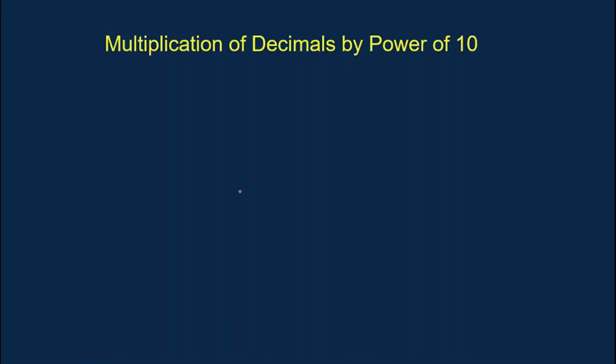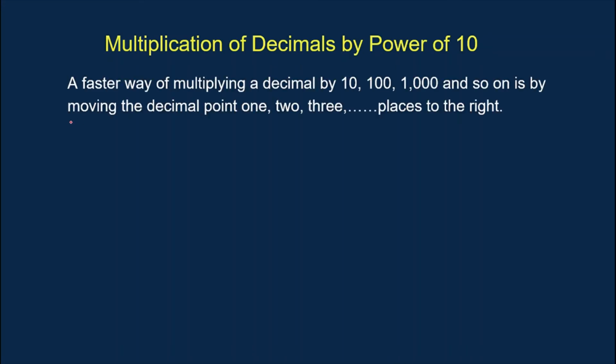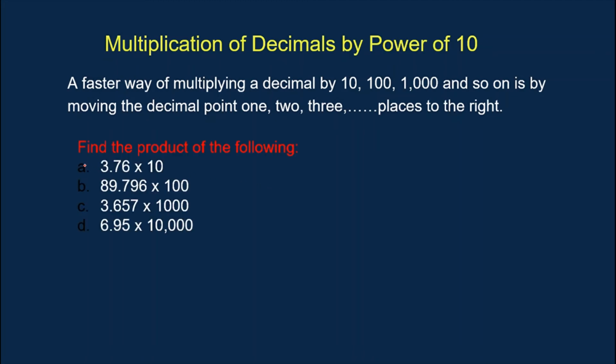Okay, now let's proceed to multiplication of decimals by powers of 10. Actually, to have a faster way of multiplying decimals by 10, 100, 1000, and so on, all we have to do is just move the decimal point 1, 2, 3 places to the right. Okay, let us have some examples here.